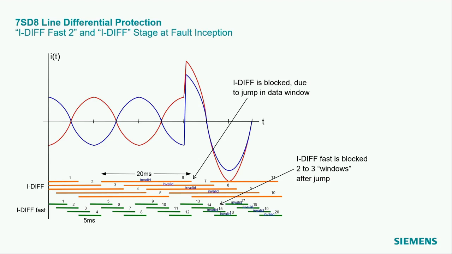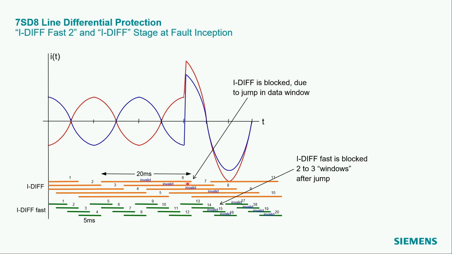How do the stages EDIF and EDIF Fast work together in parallel? Consider the following fault inception waveform. The EDIF and the EDIF Fast are calculated every 5 milliseconds. For the EDIF a 20 milliseconds window is used, while for the EDIF Fast only a 5 millisecond window is evaluated for the charge, and this is for the current phasors.